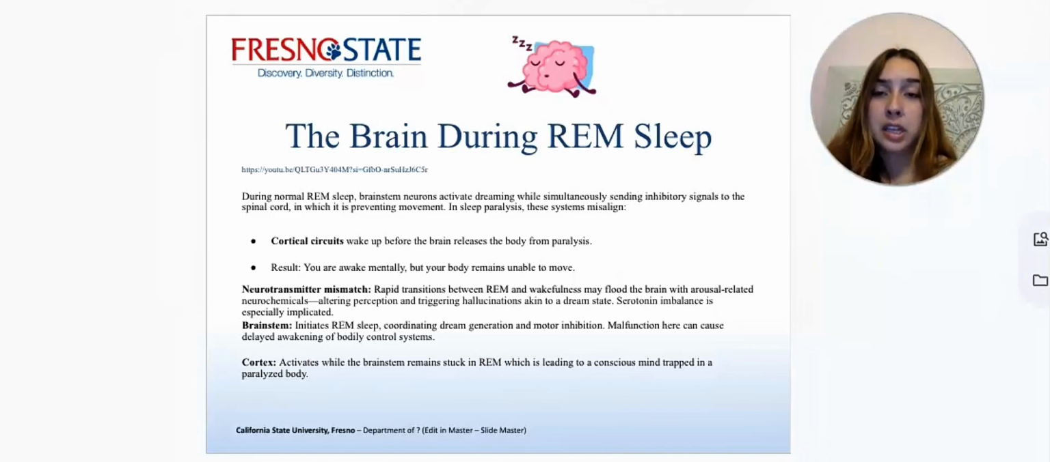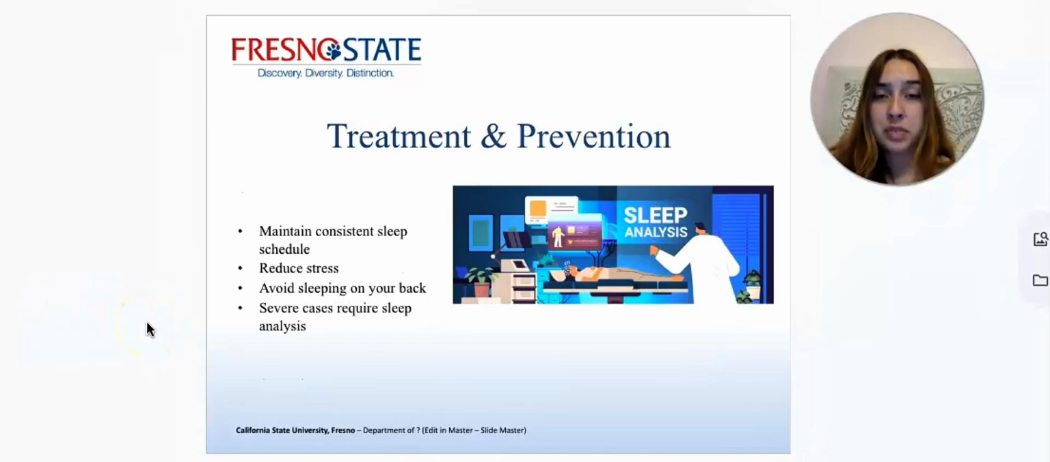So, some treatments and prevention, which are obviously very simple and straightforward. Anybody could probably think of this, but maintaining a consistent sleep schedule matters, especially for us as college students being constantly stressed about all our assignments, especially if you're also working part-time or full-time. This can be a factor in possibly getting sleep paralysis or low sleep quality. So it would be best to try to reduce the stress and to avoid sleeping on your back.